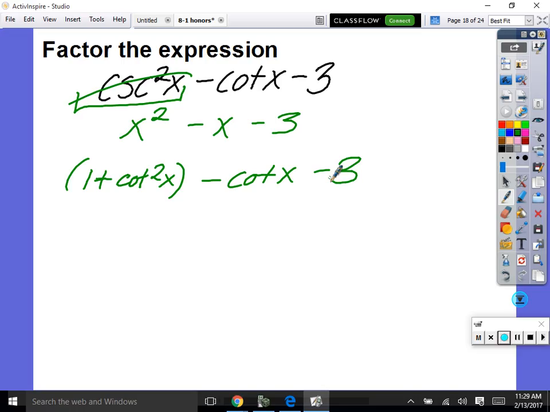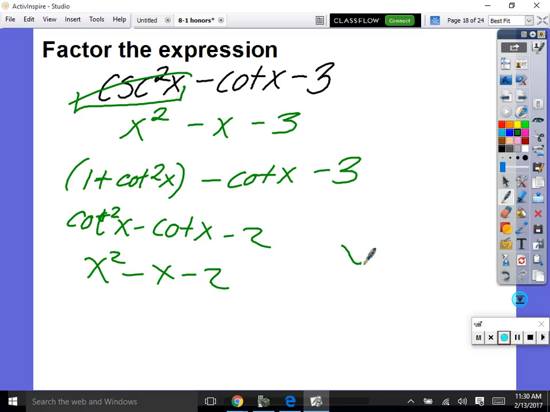Combine like terms. I like Brooke's idea. So we have cotangent squared x minus cotangent of x minus 2. So then that's x squared minus x minus 2. So we're going to say let x equal cotangent x. And now we can factor.